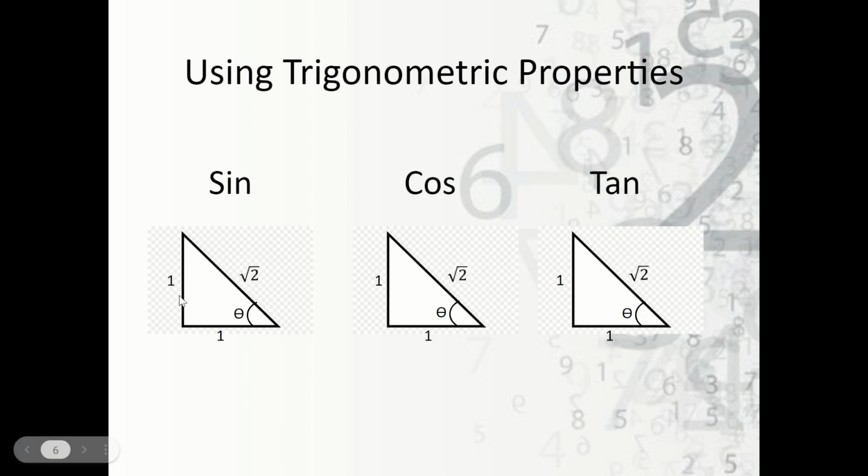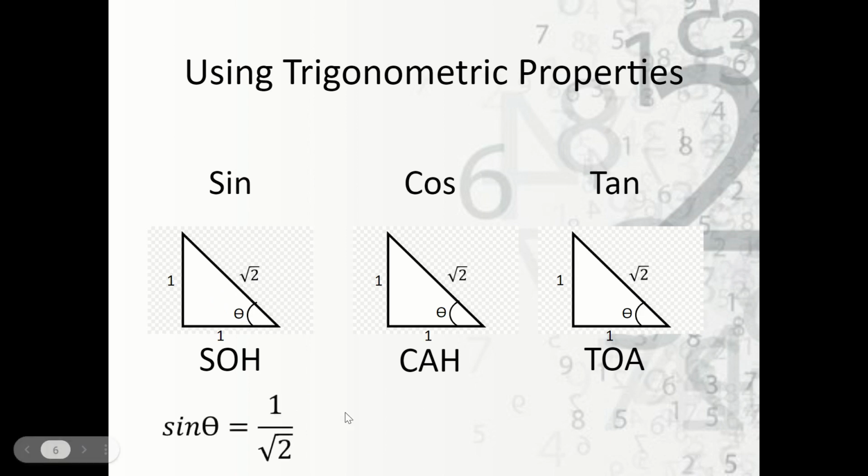Now let's look at another example. We have 1, 1, and square root of 2. The sine of theta is opposite over hypotenuse, the cosine is adjacent over hypotenuse, and the tangent is opposite over adjacent. In this case we have theta here, so the opposite is 1, and the hypotenuse is square root of 2, so it's 1 over square root of 2. Now cosine is adjacent over hypotenuse, so the adjacent is 1.